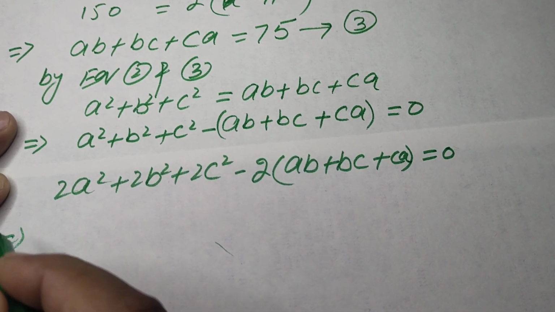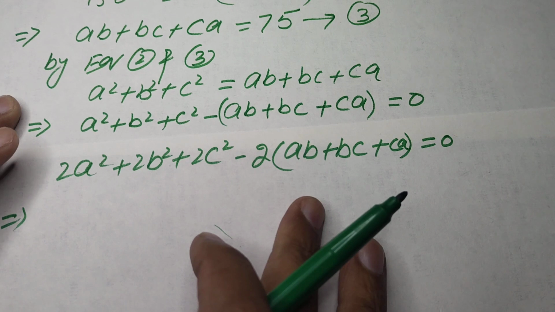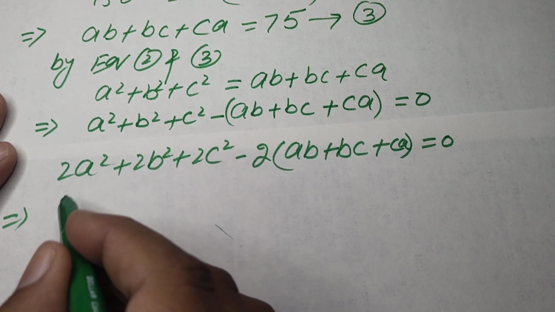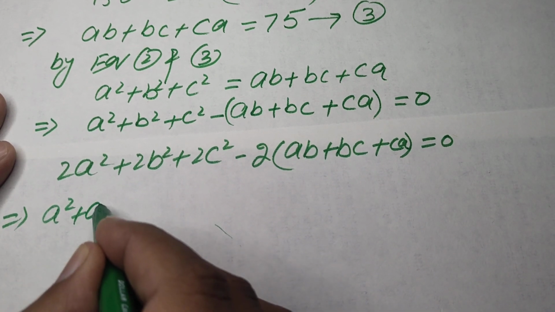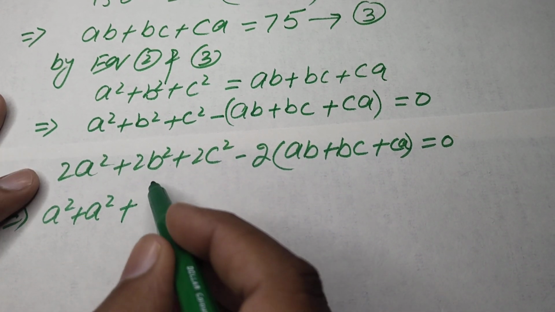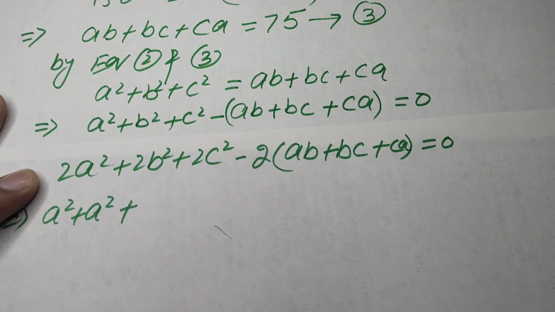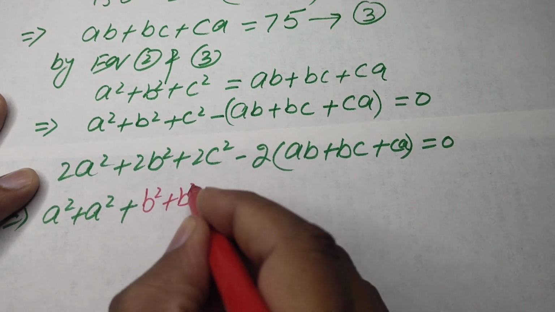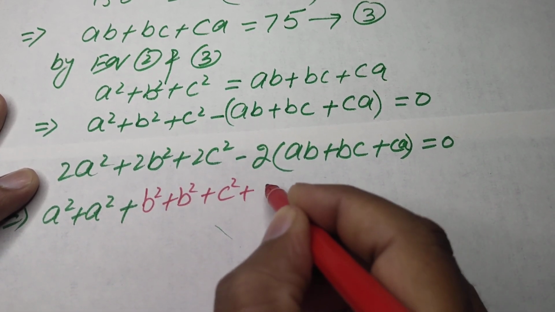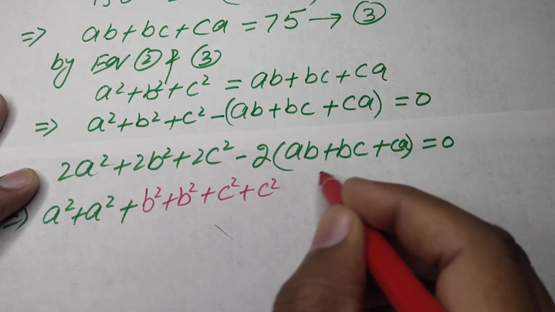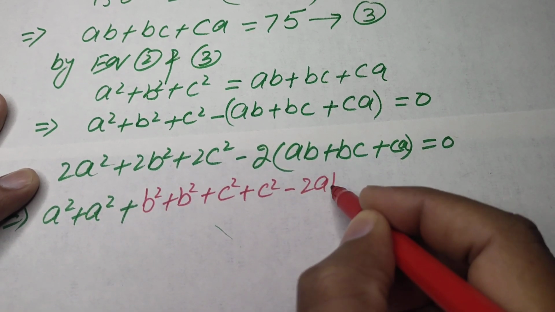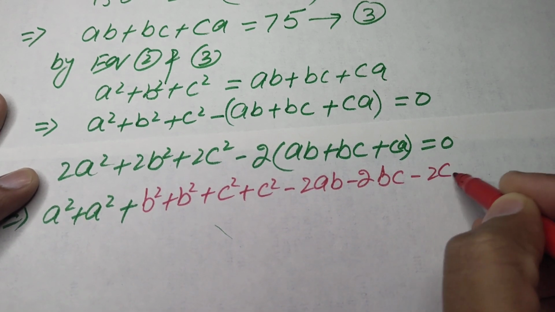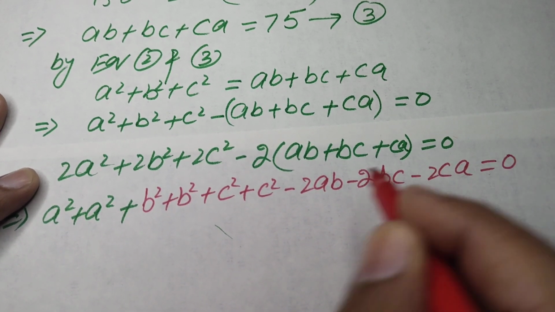After that, we will make some simplification, and I will rearrange all the terms. I can write a square as a square plus a square, and I will write b square as b square plus b square, and I will write c square as c square plus c square, and multiplying this one, we will obtain minus 2 times of ab, minus 2 times of bc and minus 2 times of ca is equal to 0.